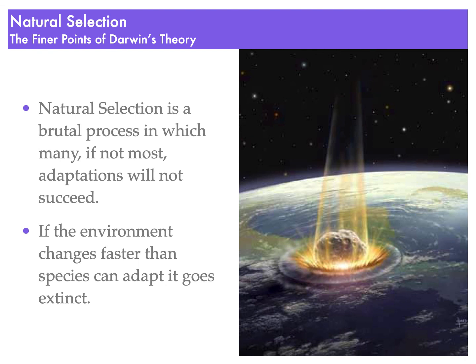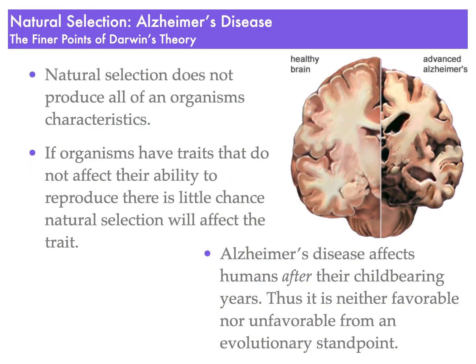And then remember, if an environment changes faster than the species can adapt, if there's not enough time, like in the case of the rock that struck us that wiped out the dinosaurs, we call that extinction. This whole species can be wiped out if it cannot adapt fast enough to the changing environment. As we know, environments change. Sometimes environments change too rapidly.